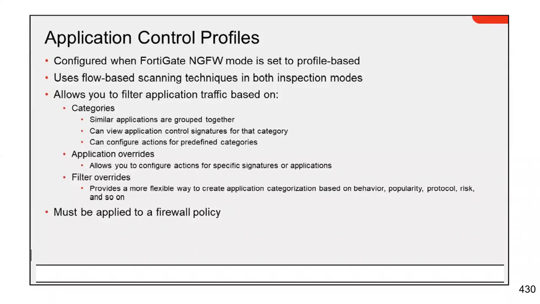You can configure the categorization of applications based on behavior or popularity, protocol, risk, vendor, and one more, technology. So you can take an action based on these kinds of functionalities: protocol, vendor, technology, behavior. These are the filters that can be used to take an action. When we configure, you will be able to see all these options. Coming to the next point.